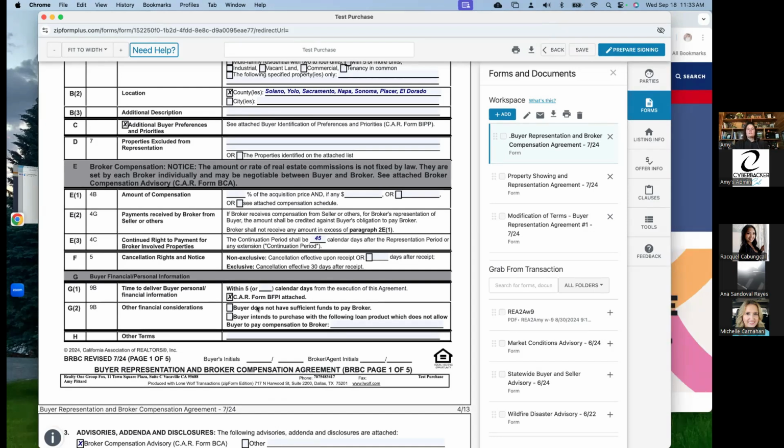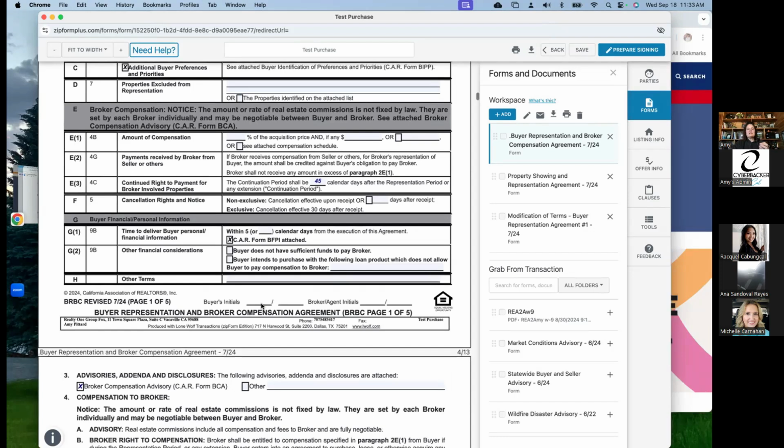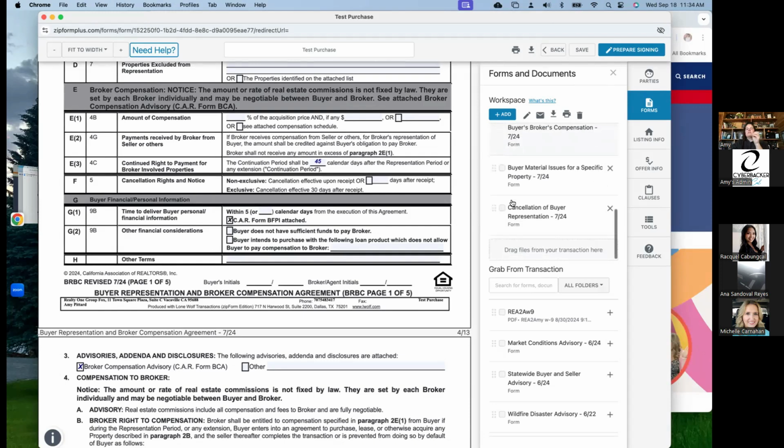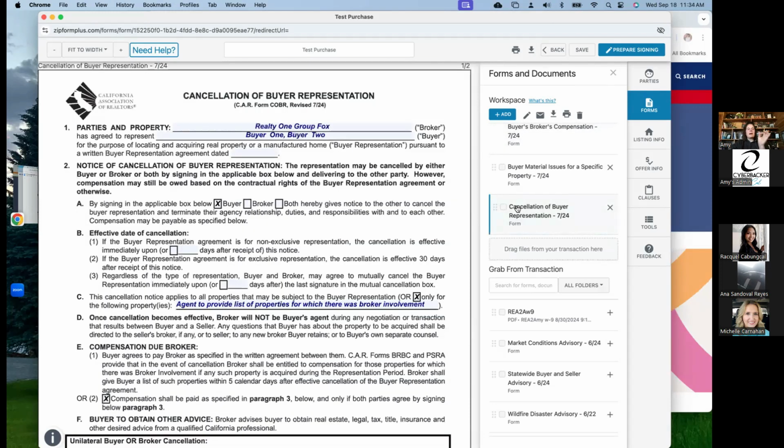Okay. So that's your BRBC in a nutshell. Again, if we want to modify the BRBC or that PSRA, which is the temporary one, we want to do that with a modification of terms of the buyer representation agreement. That's how we would modify it, how we would change timeframes, do an extension of the BRBC, change commissions, anything like that we would do on that. If we want to cancel it, we would use the cancellation of buyer representation.